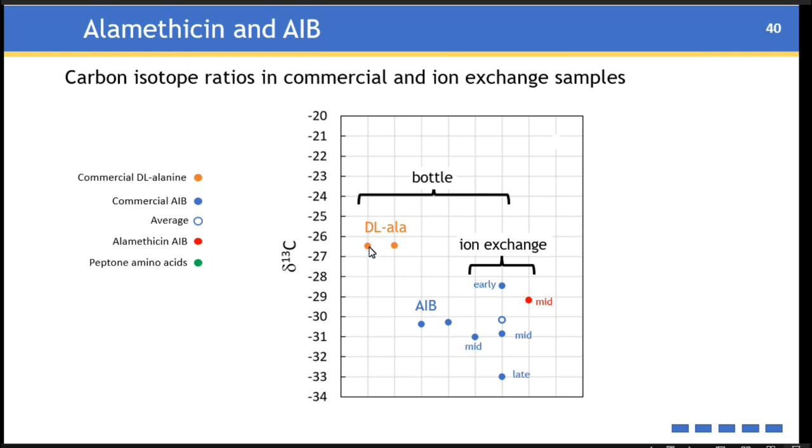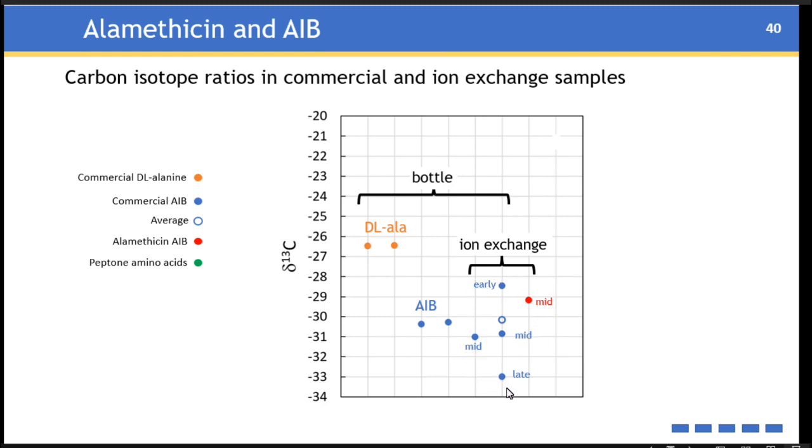And in fact, the fact that 2 of these are virtually identical is also significant. So for instance, this is DL-alanine out of the commercial bottle. One of these is the actual sample. The other one is converted to the hydrochloride, dried down, and then analyzed. They give the same isotope ratio, which they should. But I did that just to make sure that when we took samples from the ion exchange column, which come off as hydrochlorides, we're getting a reliable isotope ratio. Now, commercial AIB is down here. It's somewhat lighter.